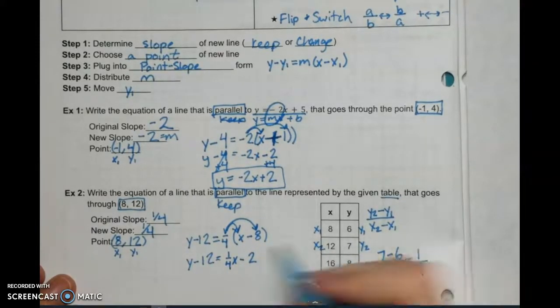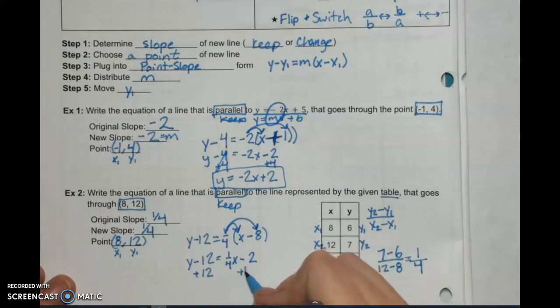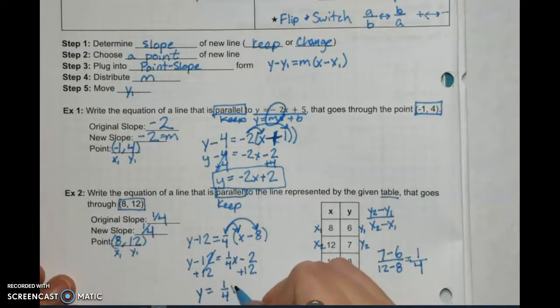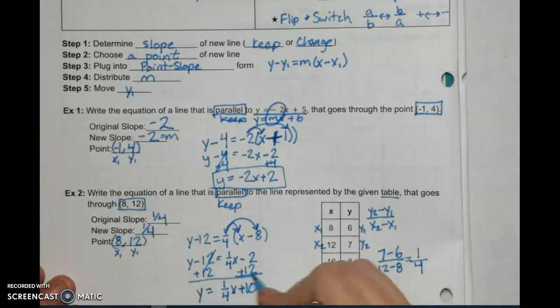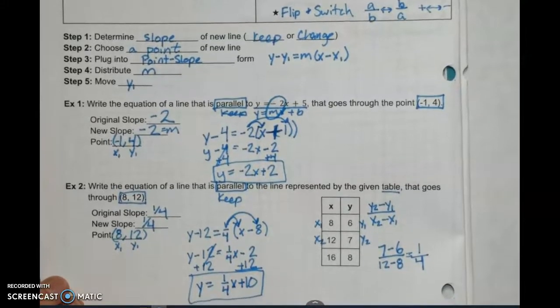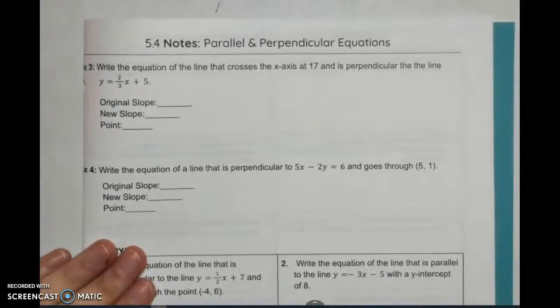And now we're going to move y, doing the opposite of minus 12, which is plus 12. Let's cancel out to give us y equals 1/4 x plus 10. To get it into y-intercept form, we are done. Let's take a look at two more examples.